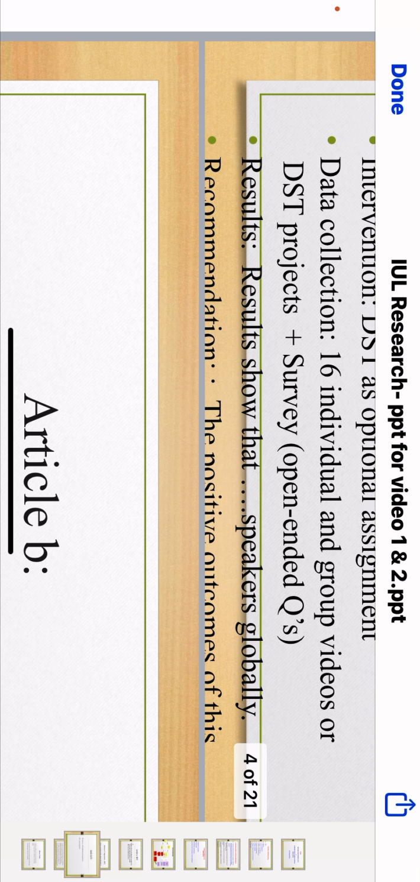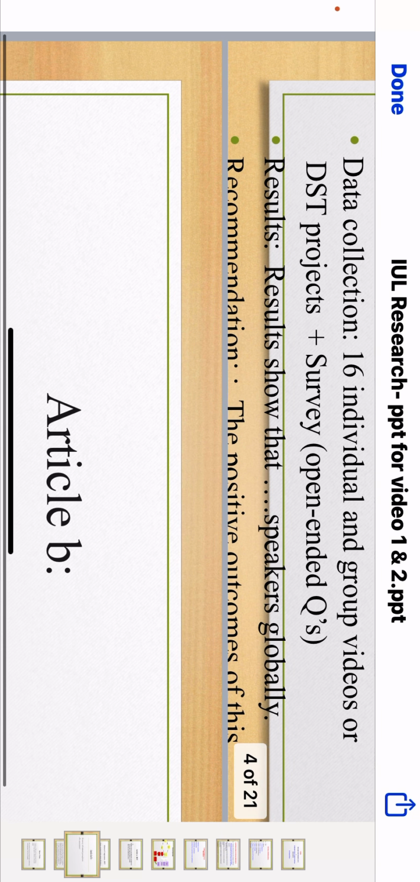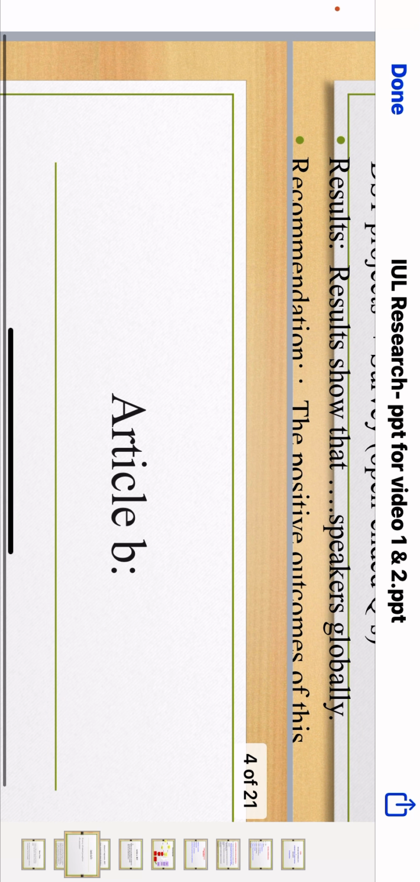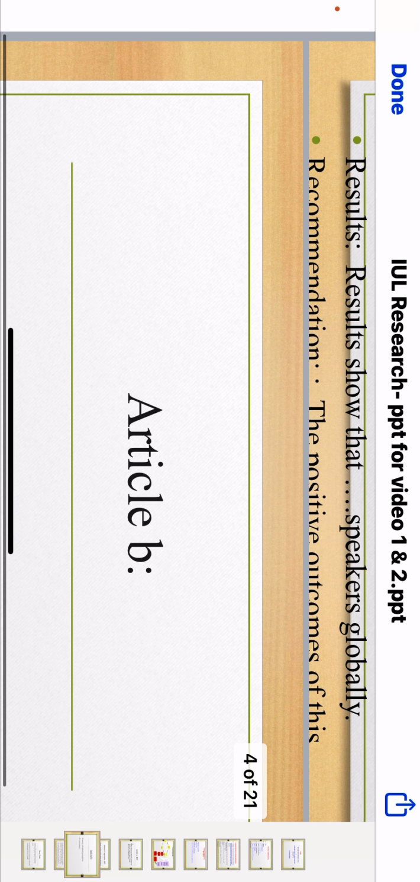The results. The list of results, by starting with the results, show that until the end, speakers globally. That was the last part of the results. And we also had a recommendation, the last sentence, saying that given the positive result of the DST, we recommend that it is included in the different courses at the university, so it should be part of the curriculum. So see, we have different components in the abstract. We can see them, and we can work with them.